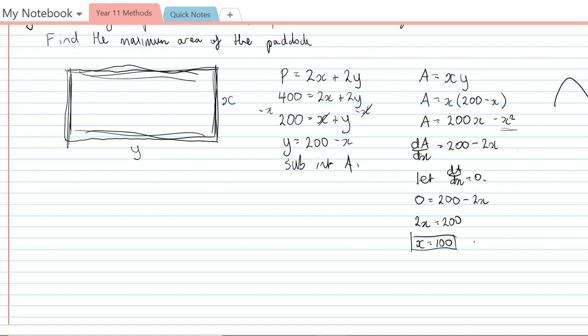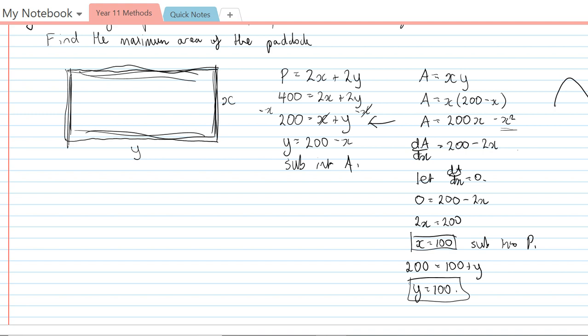So if I sub that into the perimeter equation, then 200 equals 100 plus y, using this line right here. And so y is also equal to 100. Now that I know that, I can then finally calculate the maximum area. I'll do that back over here.